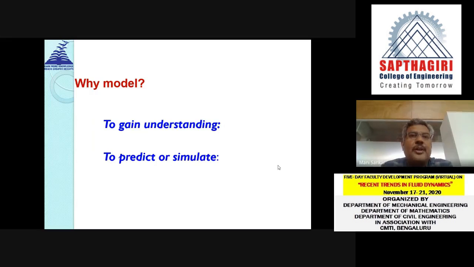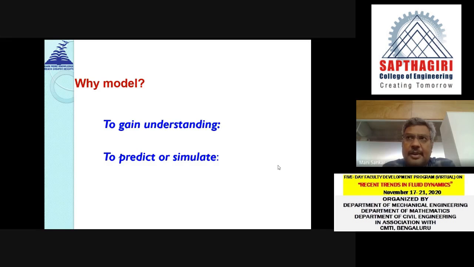So when we talk about mathematical modeling, the first question that comes into our mind is why we need to do a model, or what is the purpose of a model. So basically the model is to gain an understanding of a particular phenomenon when there are no other alternate ways to study that particular phenomenon.